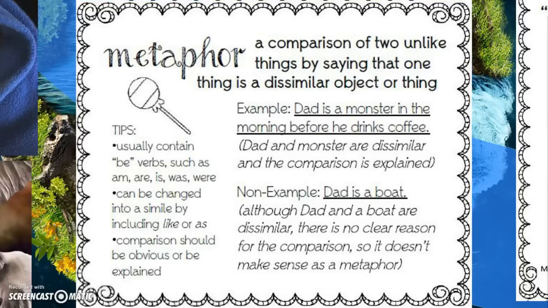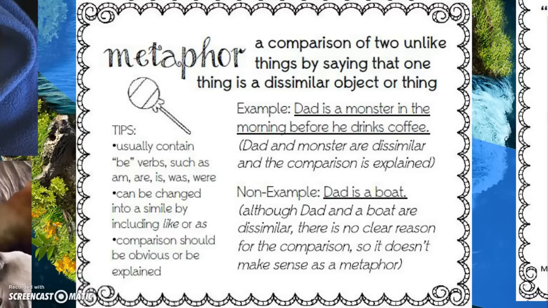So what a metaphor is, it compares two unlike things by saying that one thing is a dissimilar object or thing. So it can't be two things that are similar. So, dad is a monster in the morning before he drinks his coffee. The dad is not really a monster, but the comparison is explained. Not an example: dad is a boat. Where's the metaphor? Where's the explanation? Although dad and a boat are dissimilar, there's no clear reason for the comparison, so it doesn't make sense as a metaphor. It has to make sense.